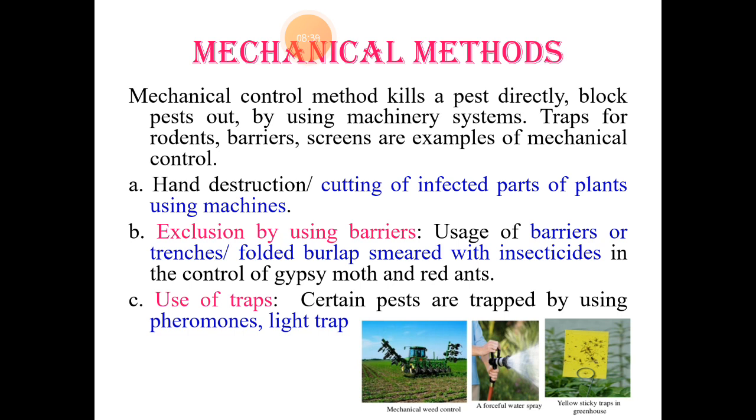Similarly, barriers are another type of mechanical parts in the path of these pests, thus their population gets decreased. So it may be in the form of folded burlaps, nothing but gunny bags, which are smeared with insecticides inside. This is a practice done to reduce the population of red ants in mangoes.